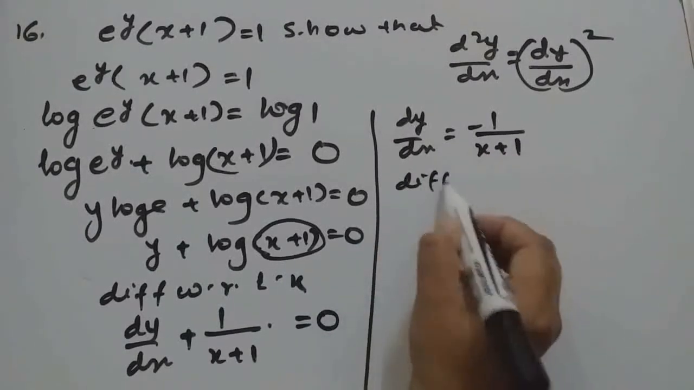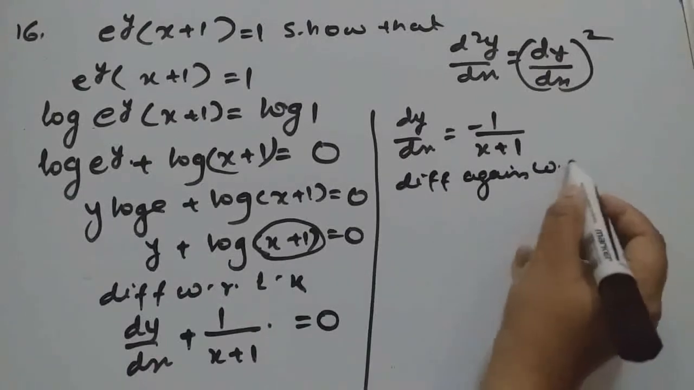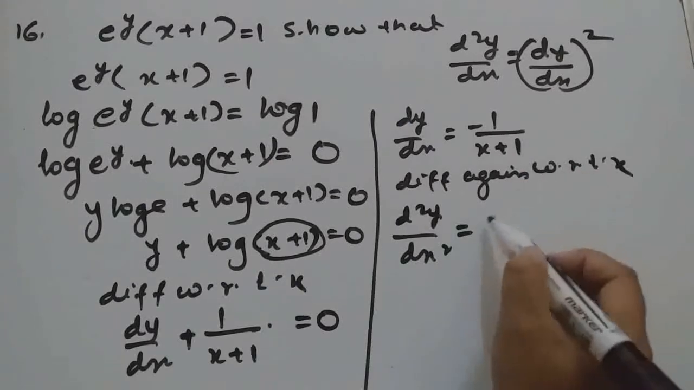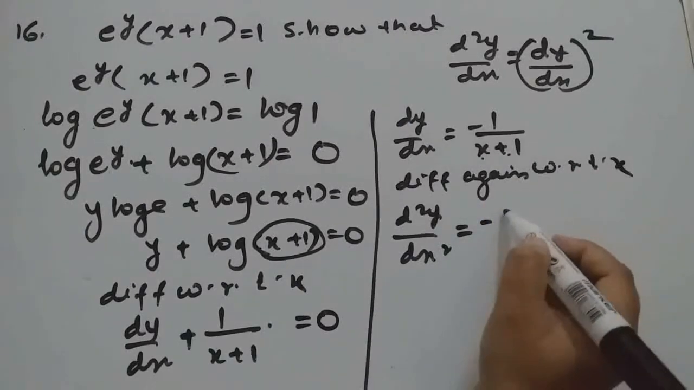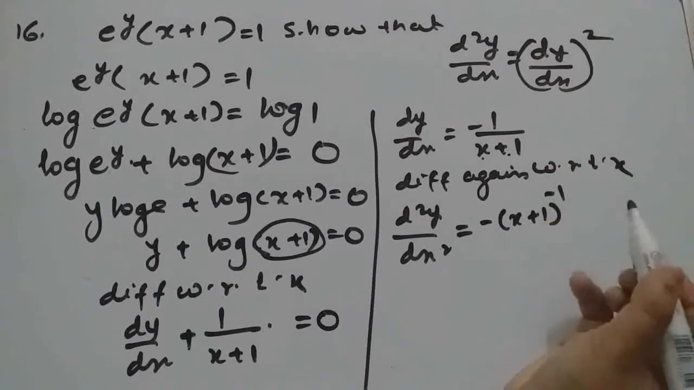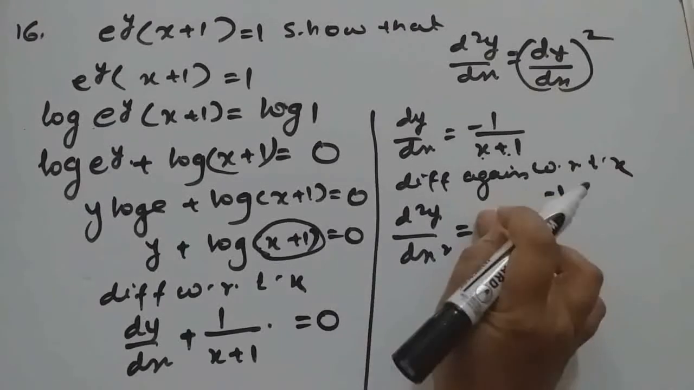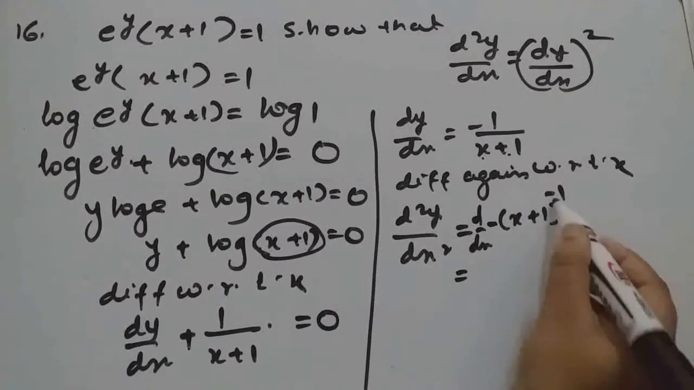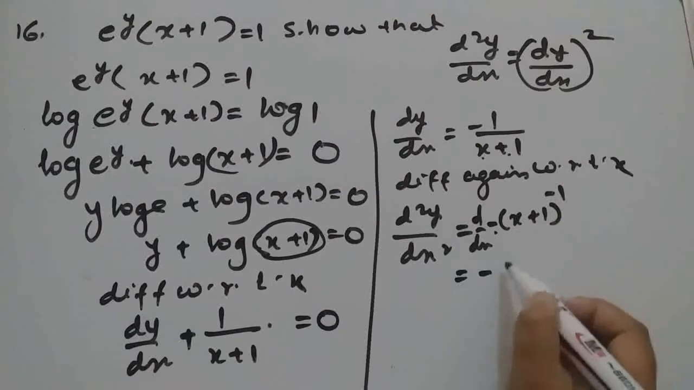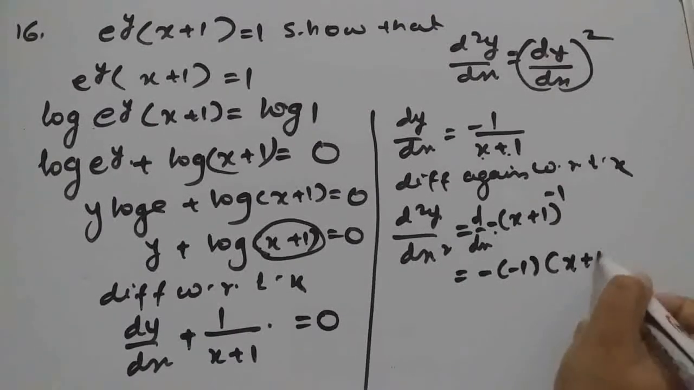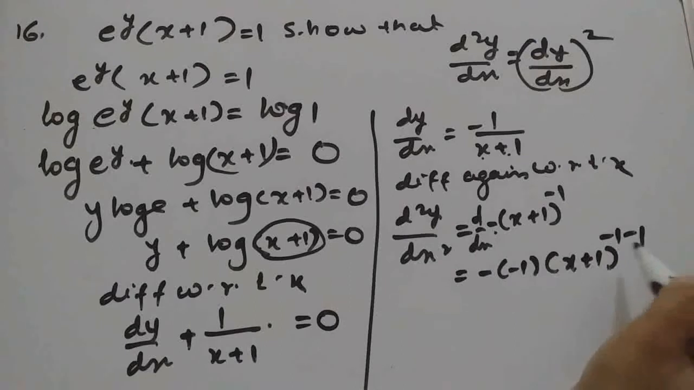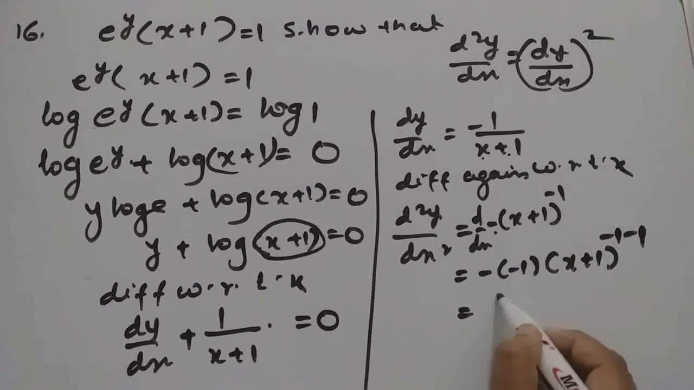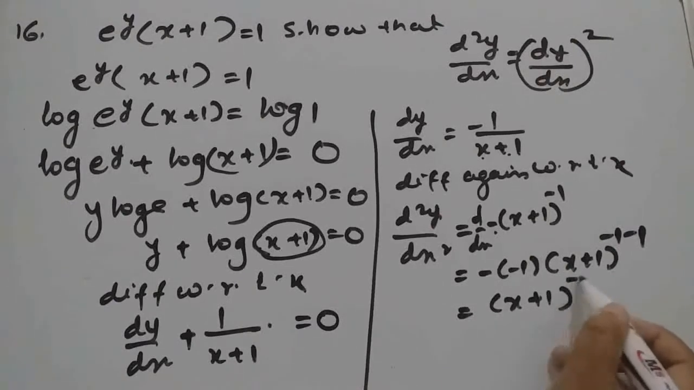Now differentiate again with respect to x. So d square y by dx square is what? See, x plus 1 is in the denominator, so we can write it in the numerator. Okay. Then power rule. This minus is already there. This power will come out and then subtract 1 from the power. That means this power will become minus 2 and this will become 1. So what we will get here? X plus 1 power minus 2.